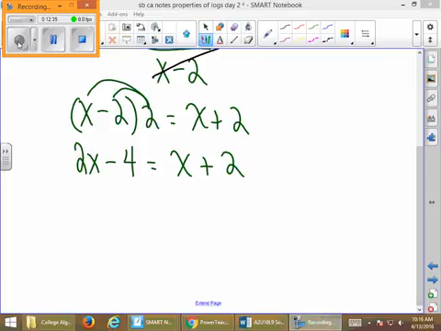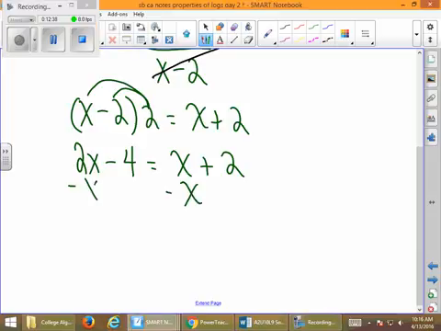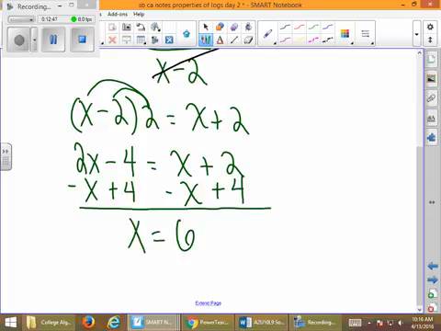So now we just need to solve for x. We're going to subtract x from both sides. We can add 4 to both sides. And we get x equals 6. And once we come up with our solution, we still need to go back and check for extraneous solutions.